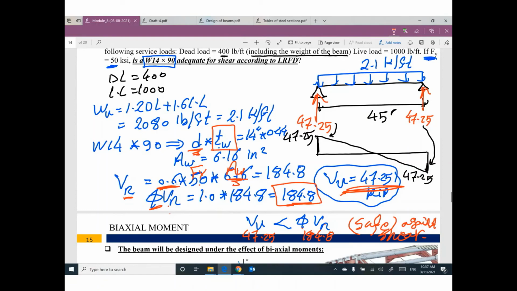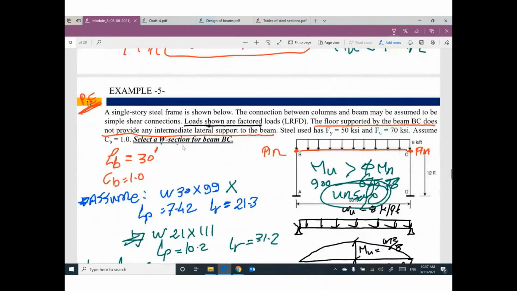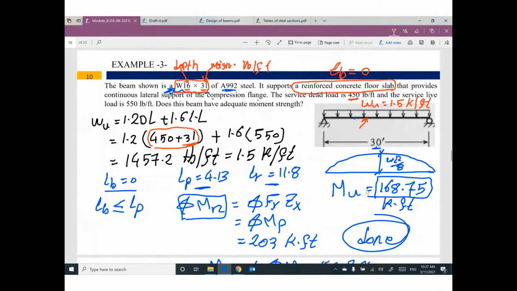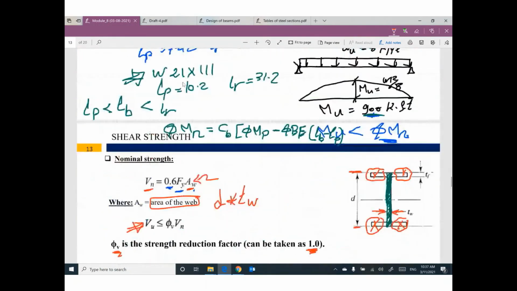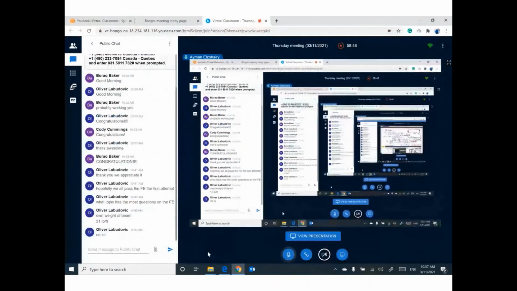So we learned today, if we have a beam under the effect of load, we can get M ultimate from structural analysis. Then we can assume a cross section, or probably it will be given. Then we can check and make a comparison against the moment and against the shear. That's enough for today. If you have any questions, let me know.